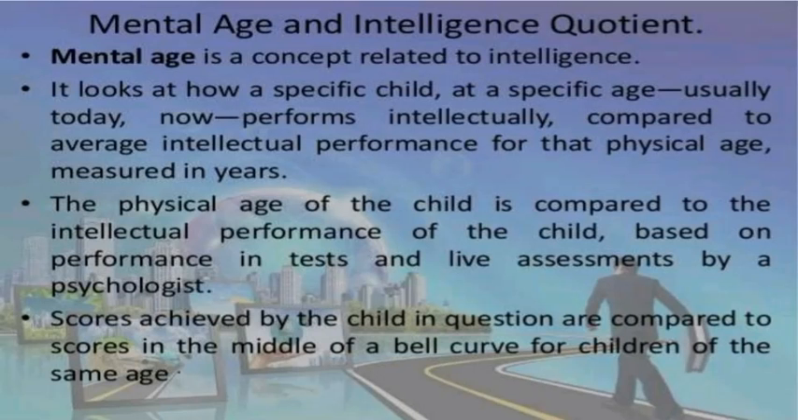Mental age and intelligence quotient. Mental age is a concept related to intelligence. It looks at how a specific child at a specific age performs intellectually compared to the average intellectual performance for that particular physical age measured in years. The physical age of the child is compared to the intellectual performance of the child based on performance in tests and live assessment by a psychologist. Scores achieved by the child in question are compared to scores in the middle of a bell curve for children of the same age.